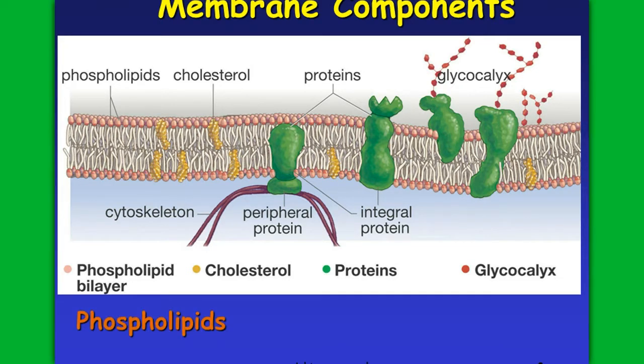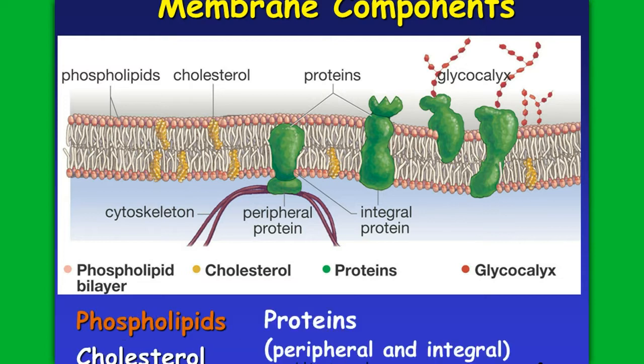So look for the phospholipids. Double check to make sure those are right. Look for cholesterol. Make sure that you can find that. Look for proteins. Proteins might be considered peripheral and they might be considered integral. Peripheral meaning on the outside of the cell membrane, so they stick out. Integral means that they are within the cell membrane and pass all the way through.